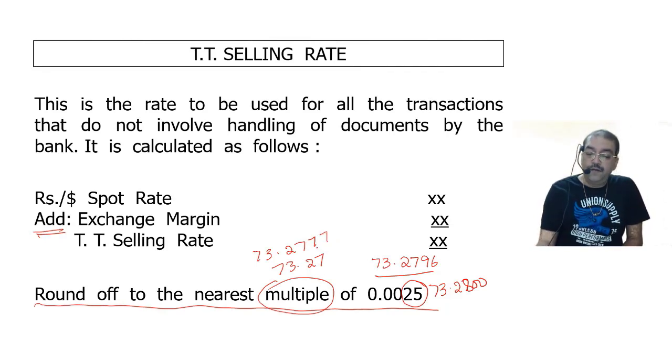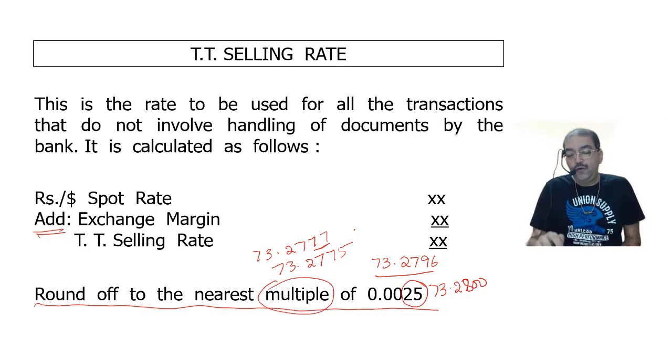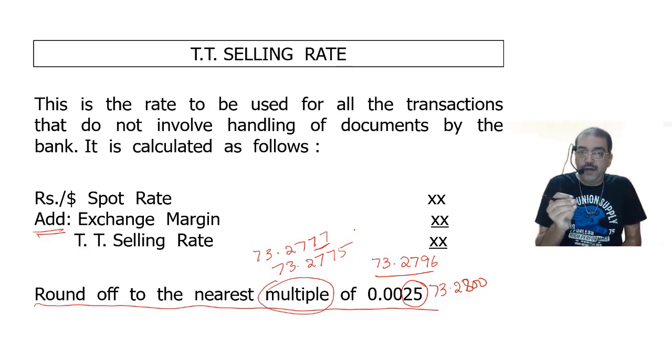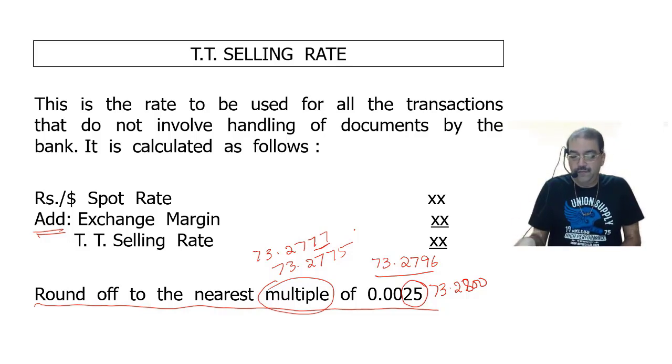Then this is 77, last 2 digits. Nearest multiple of 25, 2775. Like this, these things will be done. So whether it is a TT buying rate or the TT selling rate, you have to round off to the nearest multiple of 0.0025. All figures where you are calculating the rate of exchange.